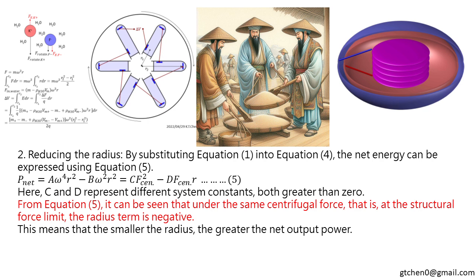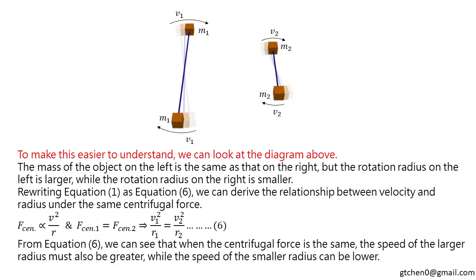From equation 5, it can be seen that under the same centrifugal force, that is, at the structural force limit, the radius term is negative. This means that the smaller the radius, the greater the net output power. To make this easier to understand, we can look at the diagram above. The mass of the object on the left is the same as that on the right, but the rotation radius on the left is larger, while the rotation radius on the right is smaller.